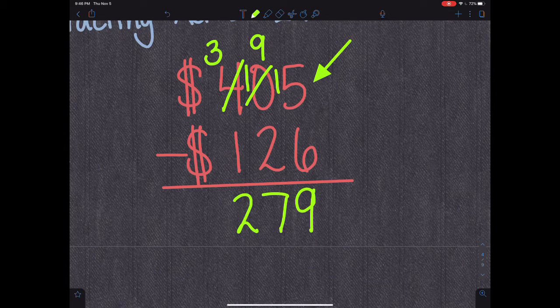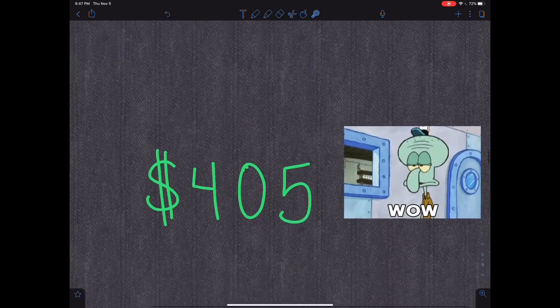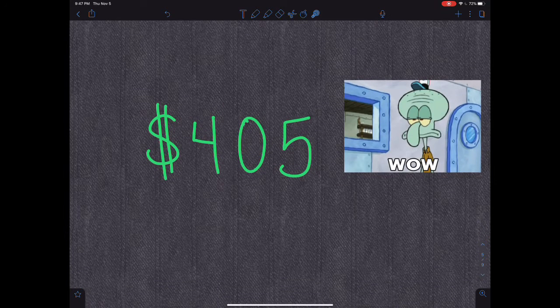So it makes sense because when we borrowed, we basically have 15 in the ones place, 9 in the tens place, because this is like, if it's $405, we have 9 in the tens place, and we have 3 in the hundreds place. Okay, so that kind of makes sense, but it's a lot of steps. So there's another way to think about this, and you can perform this sort of regrouping in just one step if you look at the numbers a little bit differently.